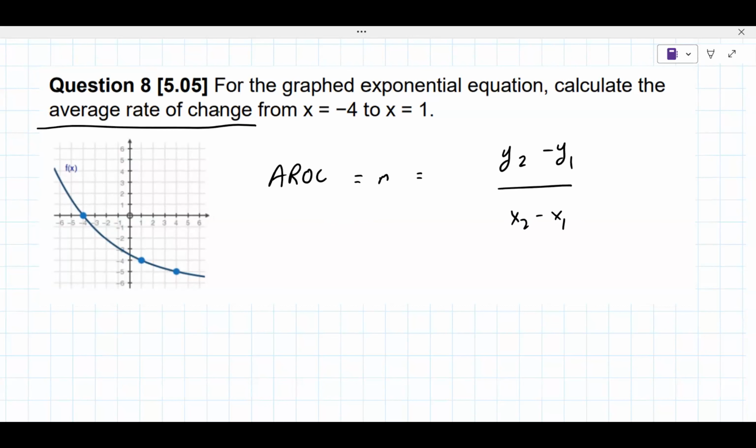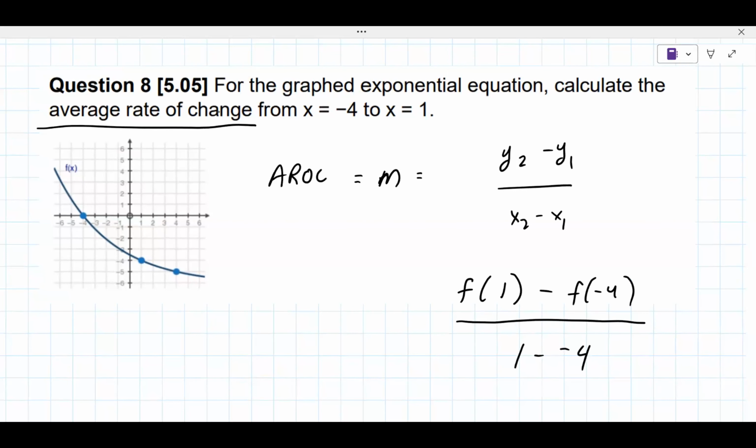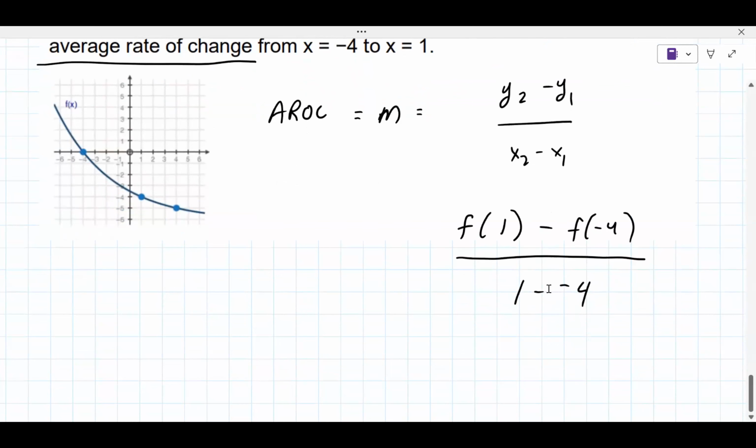But the way that they do it in this part of the course is they use function notation. They go f of 1 minus f of -4 over 1 minus -4, like that. Question, would you put the -4 in parentheses so it doesn't mess with the minus? Well, the negative cancels, so it becomes 1 minus a -4, which is 5, like that.